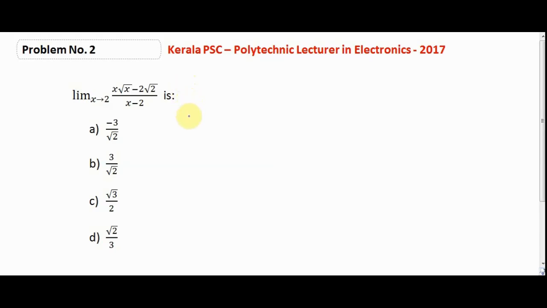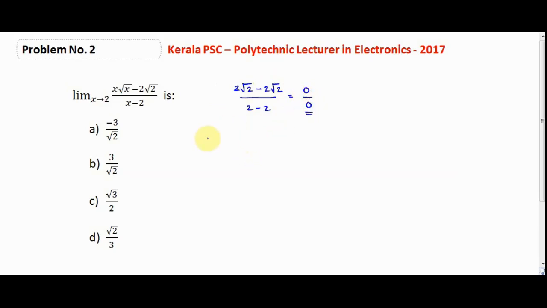Now let's see another problem. Limit x tends to 2, (x into root x minus 2 into root 2) divided by (x minus 2) is. So we are asked to calculate the limit value of the function at the point x equal to 2. So let's go for direct substitution first. If you do direct substitution, what you get is (2 into root 2 minus 2 into root 2) divided by (2 minus 2). So what we get is 0 by 0, which is an indeterminate form.